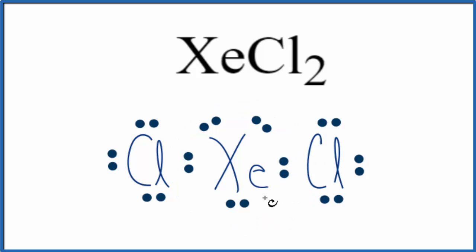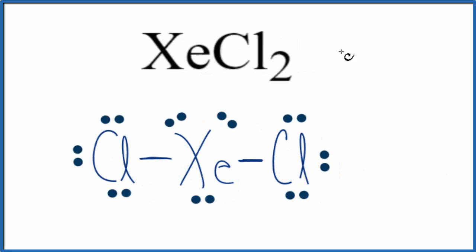And it's kind of strange. Xenon is a noble gas. We don't usually think of xenon as forming chemical bonds, but under certain conditions it will form bonds. So this actually is a compound that exists. These electrons here are shared between the xenon and the chlorine. Let's change that to a line just so it's clear that that's the bond. So this is a valid Lewis structure for xenon dichloride.